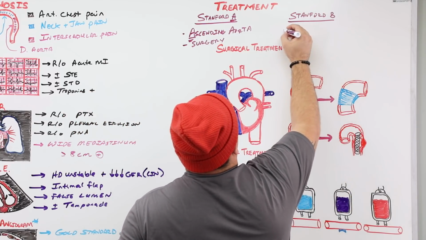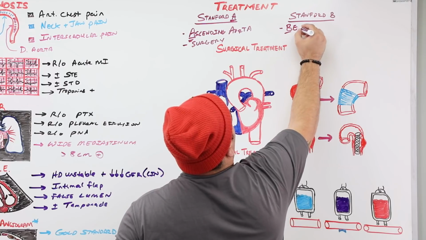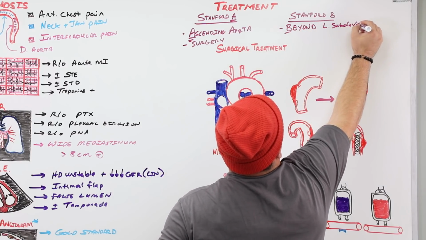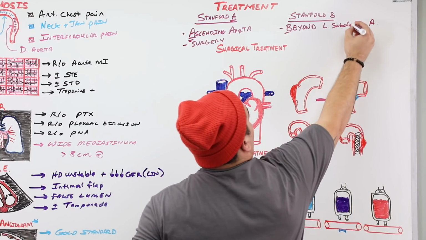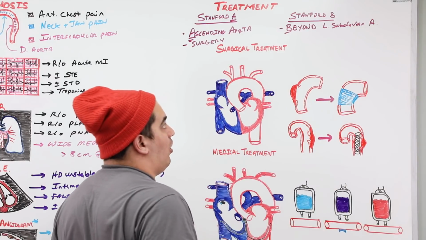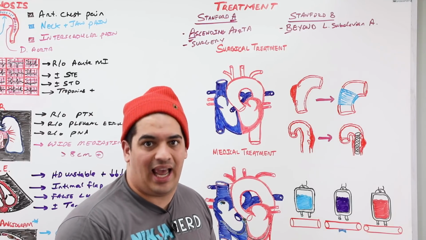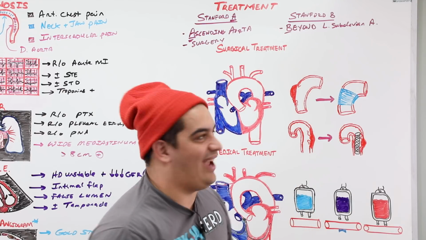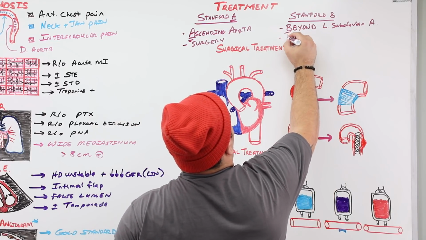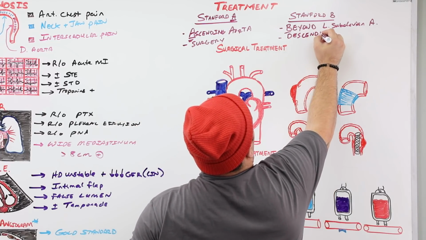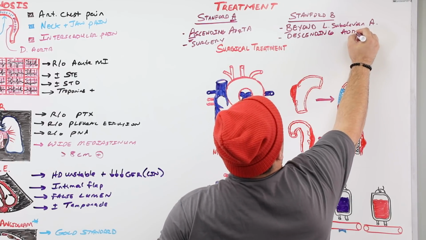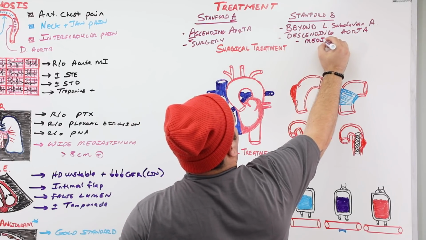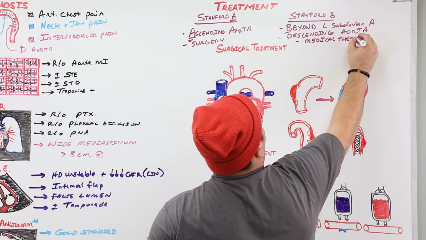Now, Stanford B, I like to remember, is beyond the left subclavian artery. But to be more specific, if it's beyond the left subclavian artery, it has to involve the descending aorta. So since it's beyond the left subclavian artery, we say that's the descending aorta, right? Now, with Stanford B, these ones you can give medical therapy, and we'll talk about what that medical therapy is.